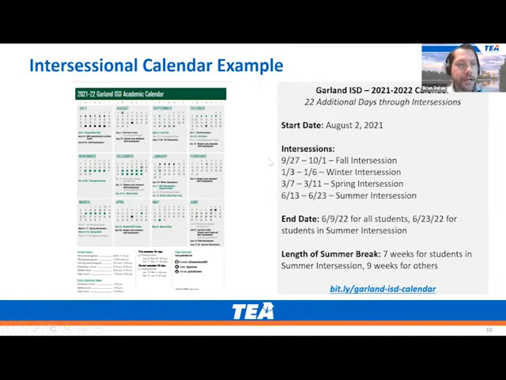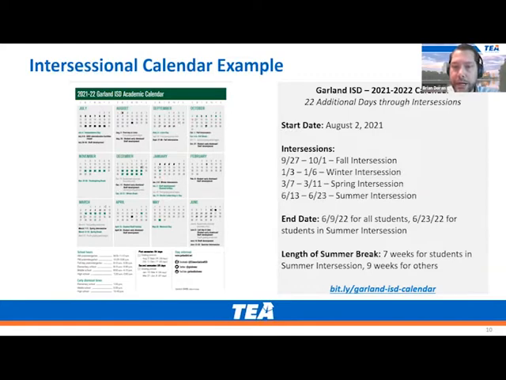The next option that I covered is the Intersessional Calendar. Garland ISD is a great example of this. They went through an intersessional calendar this past year, 2020, 2021, and are doing so again in 21-22. For this upcoming school year, they're starting August 2nd, and they have 4 intersessional periods built in throughout the course of their academic year, fall, winter, spring, and summer, each one about a week in length. So 22 additional days total, with the summer intersession being, I believe, 8 days with Fridays off.